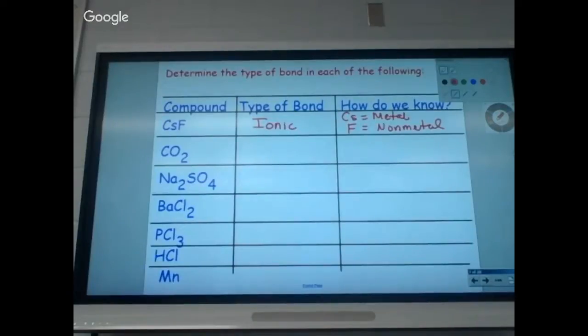And then O, what kind of element is it? Non-metal. What kind of element is O? That's the answer right there. So you got two non-metals. On this one, you got two numbers. All right, so that was one down.